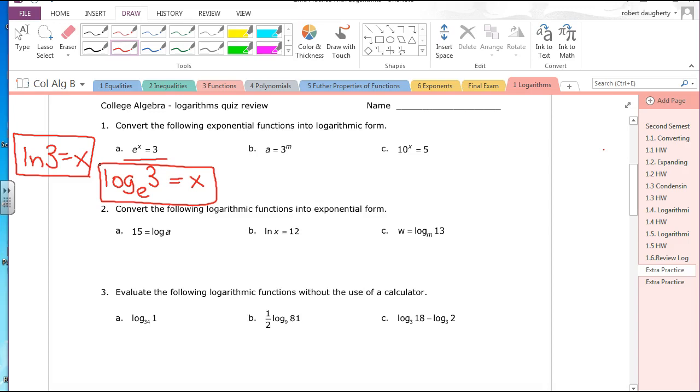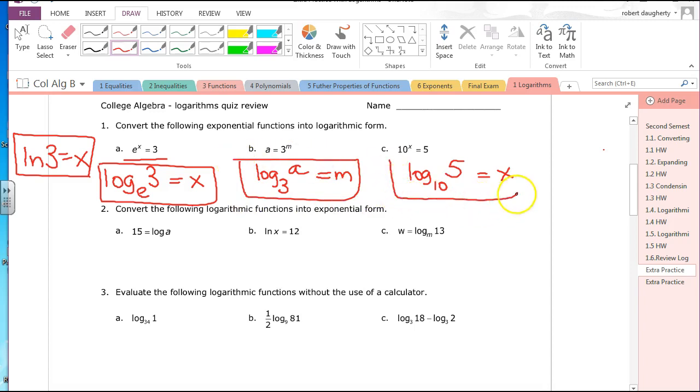If I look at this one, the base is 3. Log base 3. My exponent is m. So the log base 3 of a is equal to m. The next one is log base 10. You can write it as just log, or if the base is not written, it's assumed to be 10. The exponent is x. So the log base 10 of 5 is equal to x. So this is going from exponential form to logarithm form.